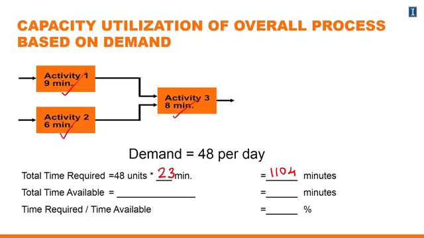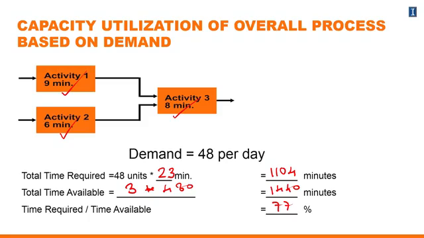And then the total time available, we simply had 3 people available. So we're going to take the 3 full-time people that were available for 8 hours, and that's going to give us our time available, which is 1,440 minutes, right? 1,440 minutes. So our capacity utilization works out to 77%.